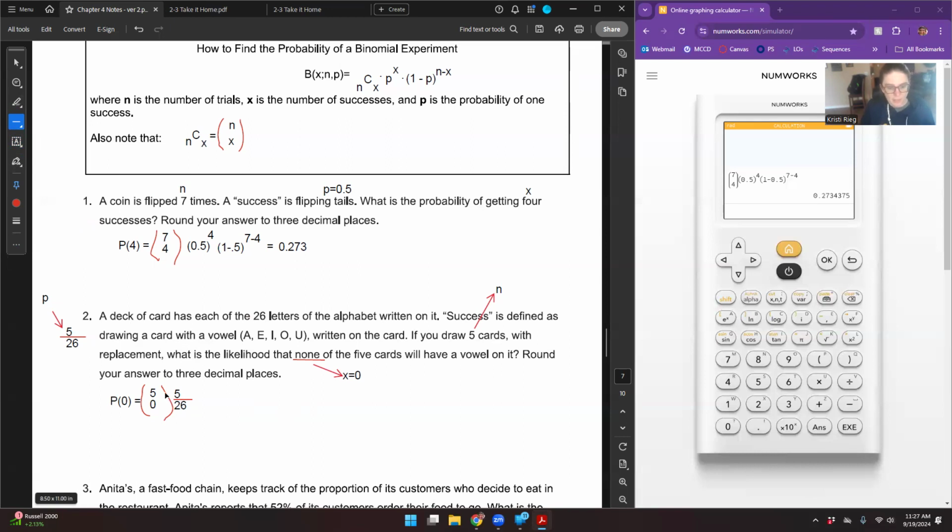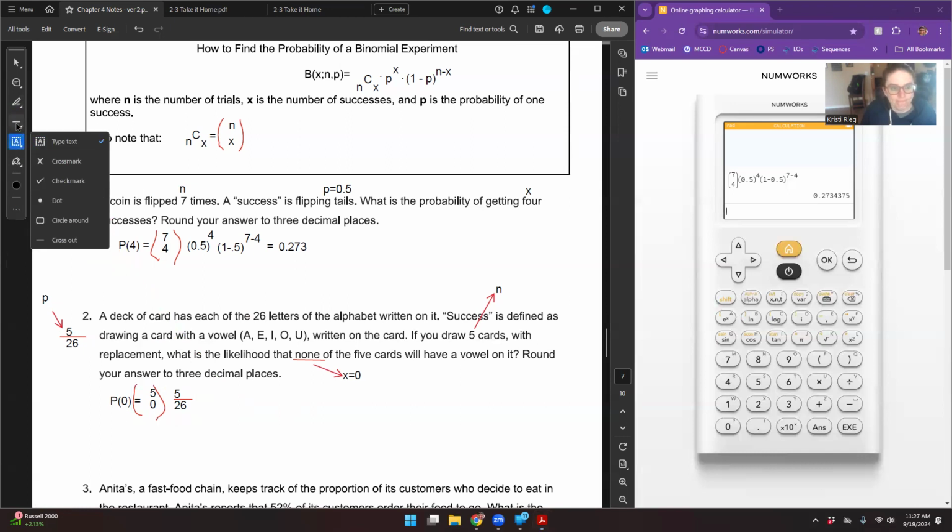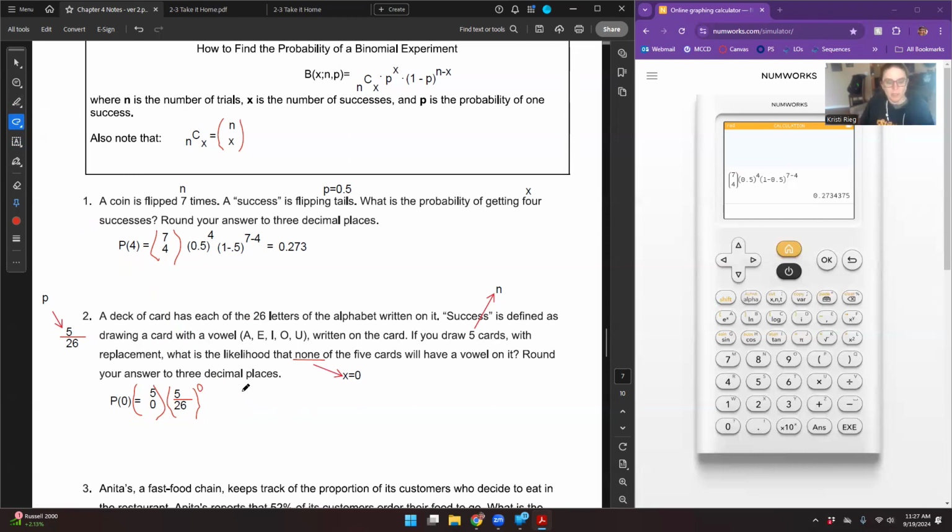5 out of 26 is the probability of success. And that is being raised to, okay, that's fine. I just need to get a little bit out of the way. That is being raised. Can you guys just talk for me? Can you fill in the blanks? Okay. This is being raised to the X power. What is X? 0. I'm not even going to mess with that anymore. X power is to the 0 power.